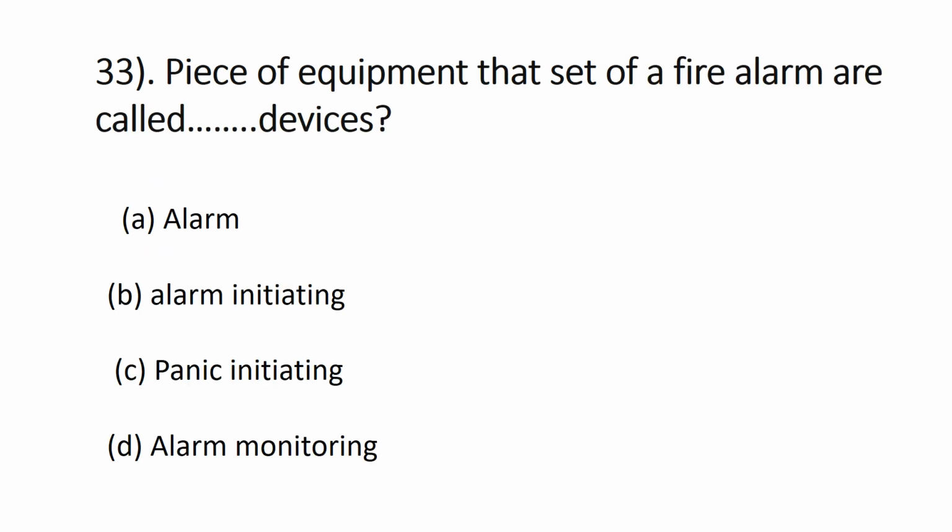Question number 33. Pieces of equipment that set off a fire alarm are called devices. A. Alarm, B. Alarm initiating, C. Panic initiating, D. Alarm monitoring. The correct answer is alarm initiating, because a device that is used to set off an alarm is an alarm initiating device. Let's read it: pieces of equipment that set off a fire alarm are called alarm initiating devices.